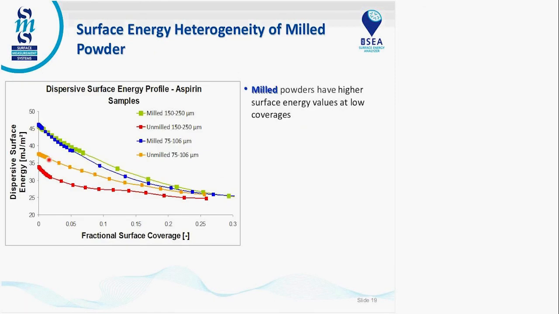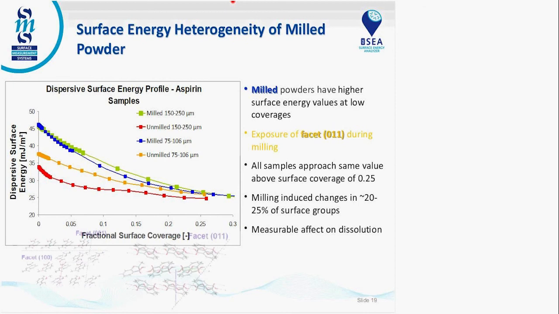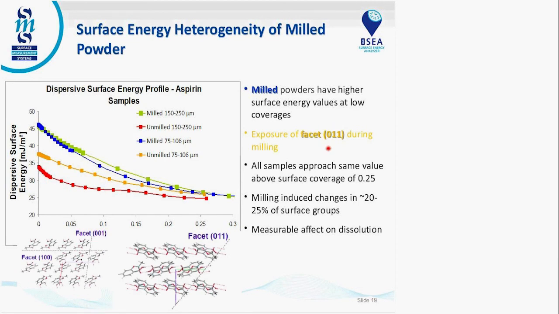So we measure the surface energy distribution, and we can see here in this blue and green, the milled samples have some higher energy sites. So milling increases the surface energy of the materials, even though it's not amorphous. So it's creating some surface disorder, and it could be exposing a different crystal plane, perhaps a 011 during milling, and this increases the wettability, increases initial wetting, and that's the reason why we see a faster dissolution.